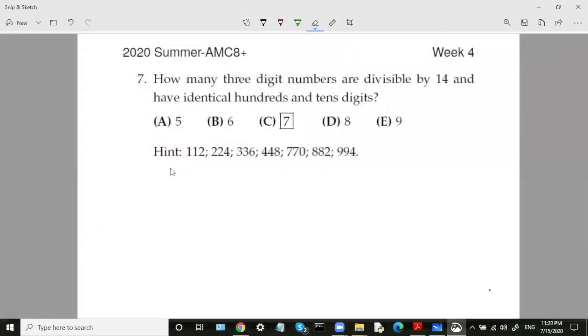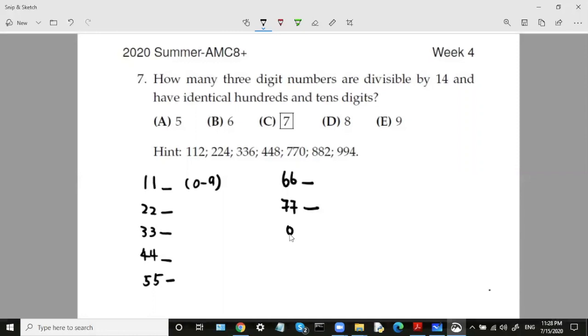Problem 7. How many 3-digit numbers are divisible by 14 and have identical hundreds and tens digits? For 3-digit numbers with identical hundreds and tens digits, we have numbers like 110, with the units digit could be 0 to 9. Then 220, 330, 440, 550, 660, 770, 880, and 990.